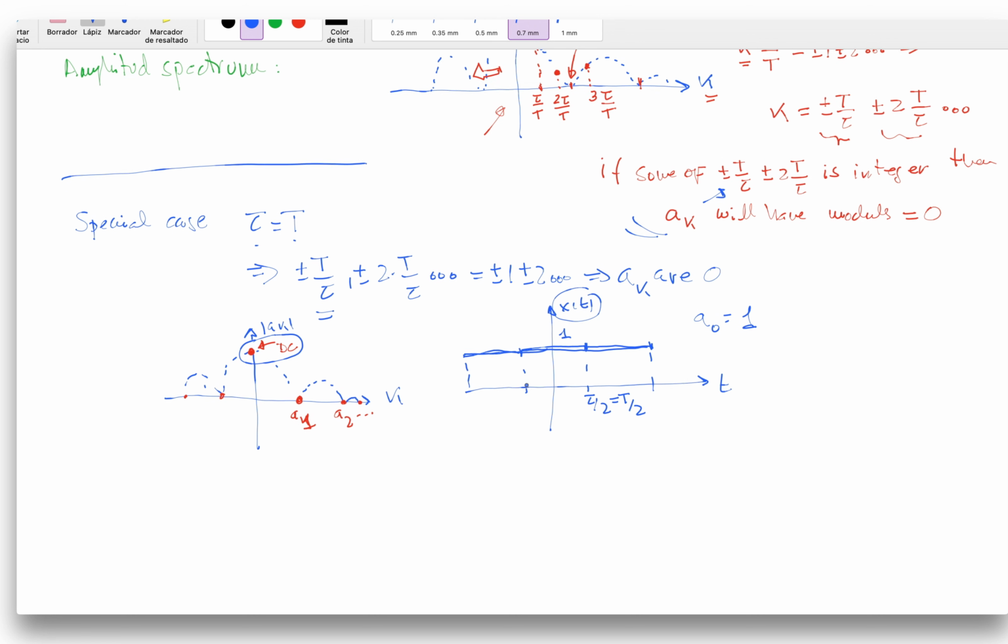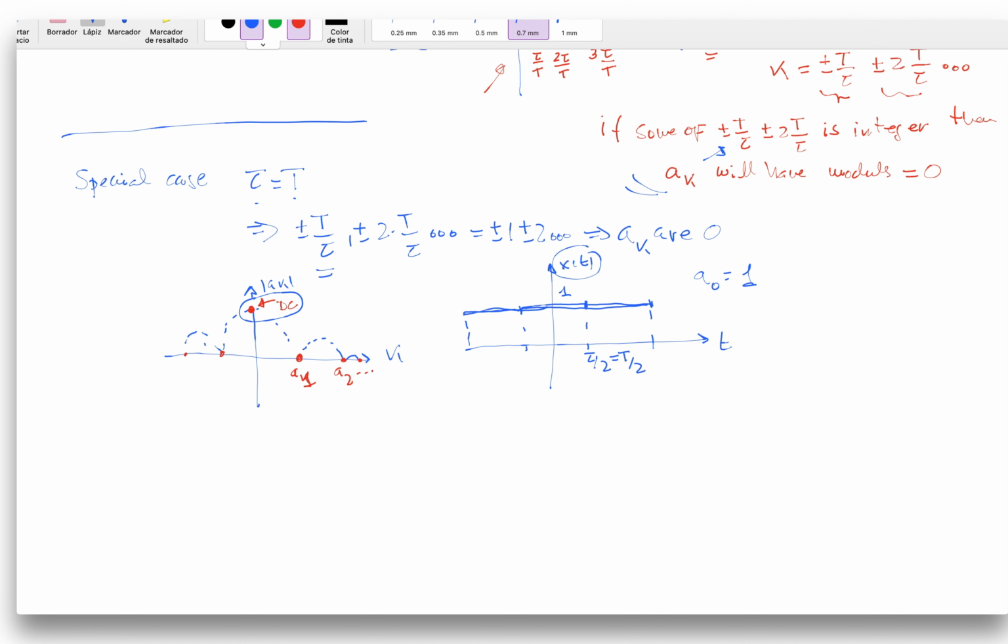And finally, let's do another special case. You can see that this is a very rich exercise. The other case is another special case. Imagine that in this case, the tau is much less than the capital T. Remember that the tau has to do with the width of the fundamental period, whereas capital T is the separation between those signals. Okay, so in this case, the separation is much bigger than the width of the signal.